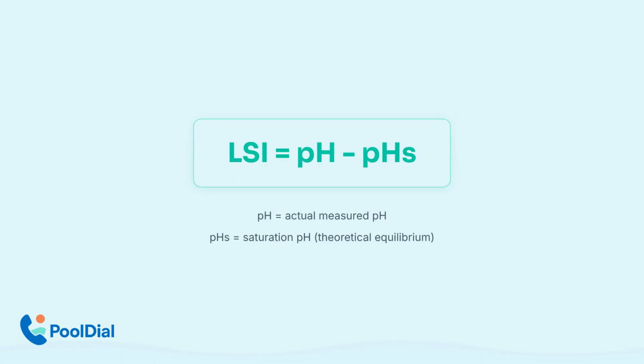His insight was elegant. Calculate the theoretical pH at which water is in perfect equilibrium with calcium carbonate. The pH of saturation, or pHs. Then compare actual pH to that value. LSI equals pH minus pHs.